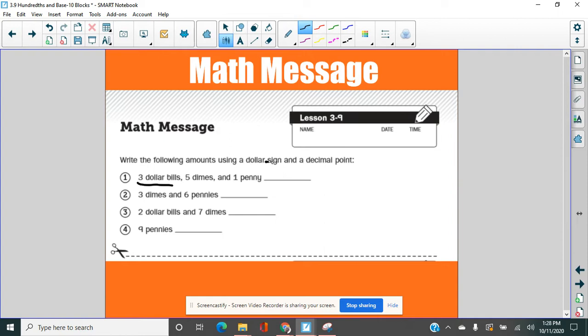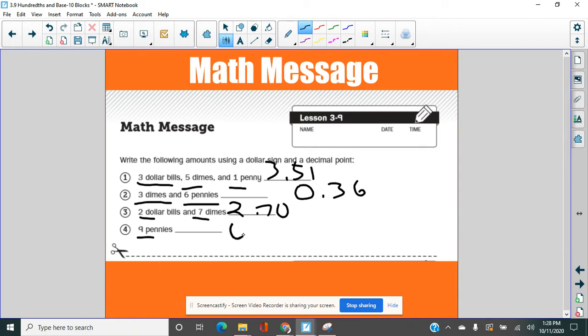So $3, three in the ones place, 5 dimes, five in the tenths place, 1 penny, $3.51. 3 dimes and 6 pennies. So no dollars, no whole dollars, no ones. Three in the tenths because there's 10 dimes in a dollar, right? So each dime is 1/10. 6 pennies. $2 bills and 7 dimes would look like this. $2 bills, 7/10. No extra pennies. And 9 pennies means we have $0, 0 dimes, and 9 pennies. Okay, how'd you do on that?